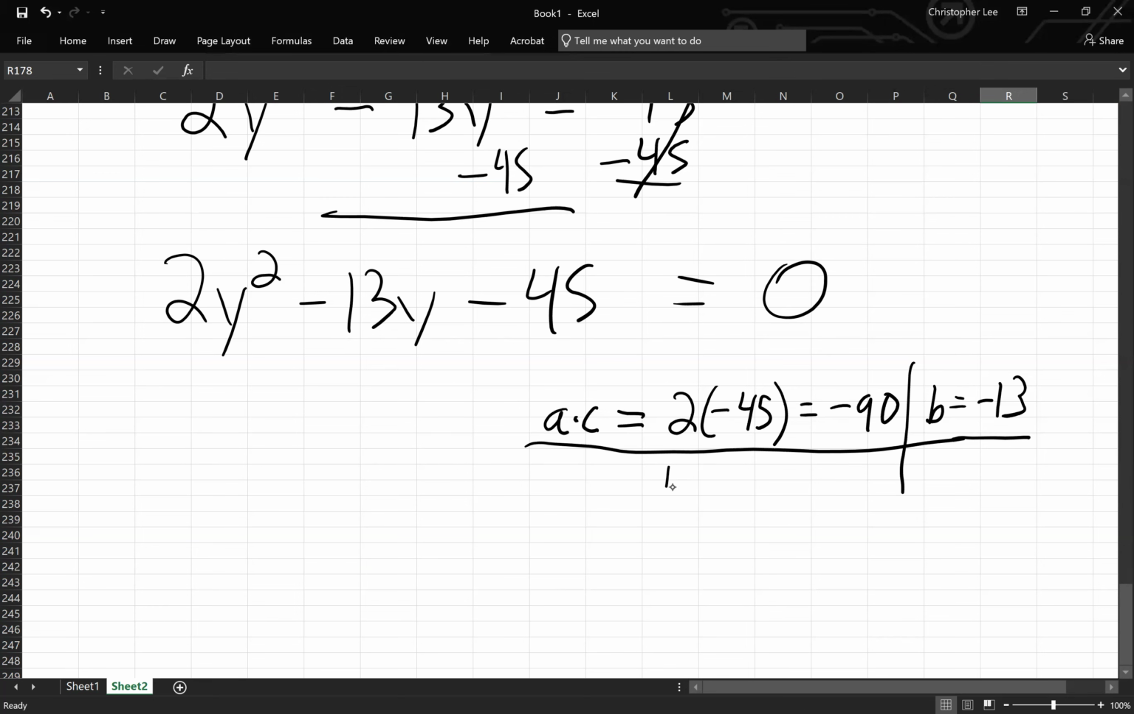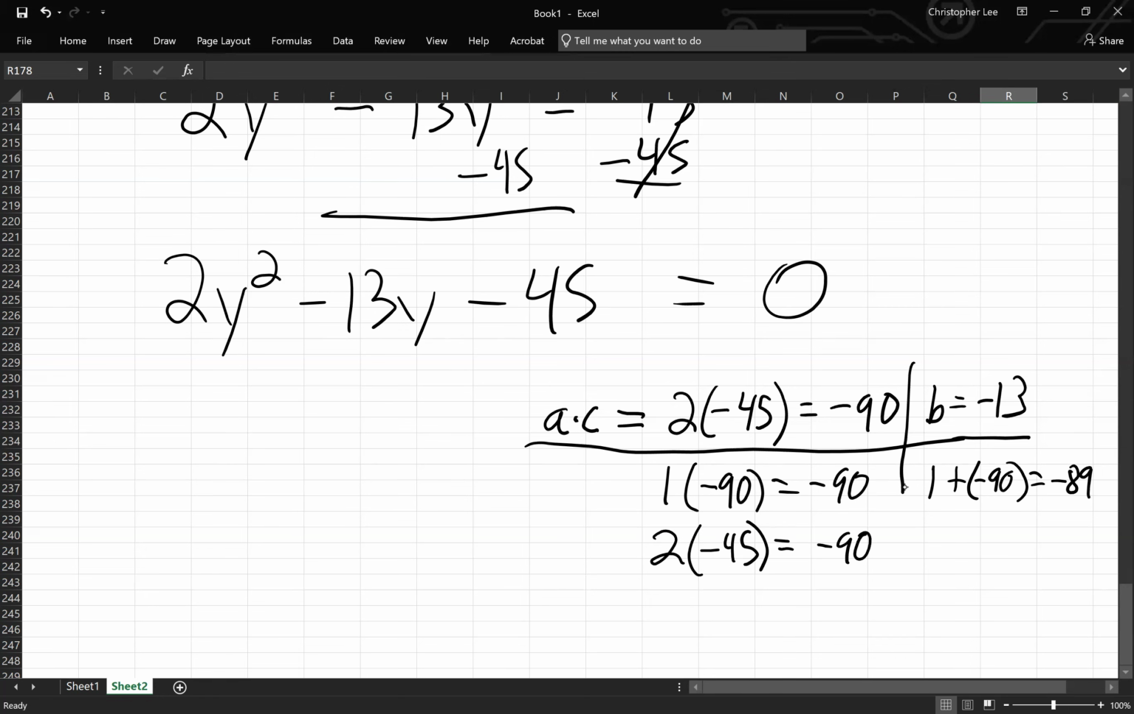So let's say I want to do 1 times -90. All right, that's -90. But when I do 1 plus -90, that's -89. That's not -13. So I know that's not going to work. Let's try 2. How about 2 times -45? All right, that's -90. But 2 plus -45? That's -43. That's not going to help me.